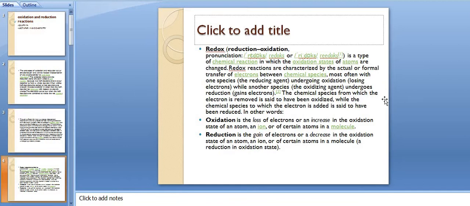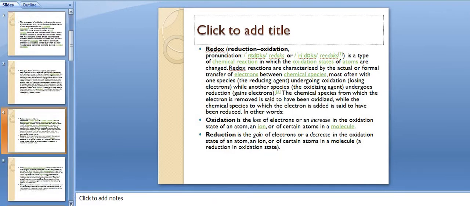The chemical species from which the electron is removed is said to have been oxidized, while the chemical species to which the electron is added is said to have been reduced. In other words, oxidation is the loss of electrons or increase in the oxidation state of an atom, an ion or certain atoms in a molecule. Reduction means gain of electrons or decrease in the oxidation state of an atom, an ion or certain atoms in a molecule.